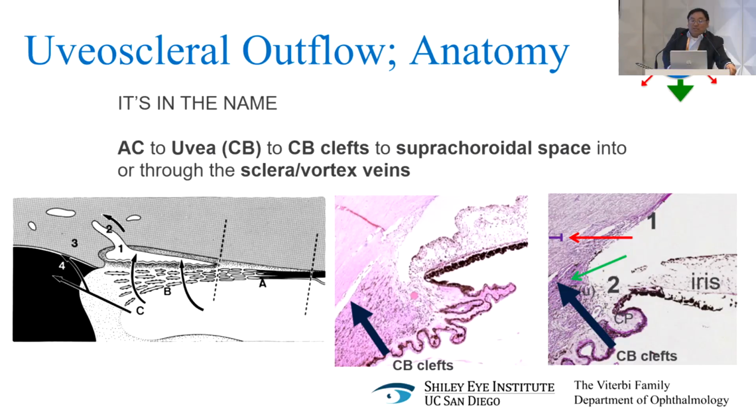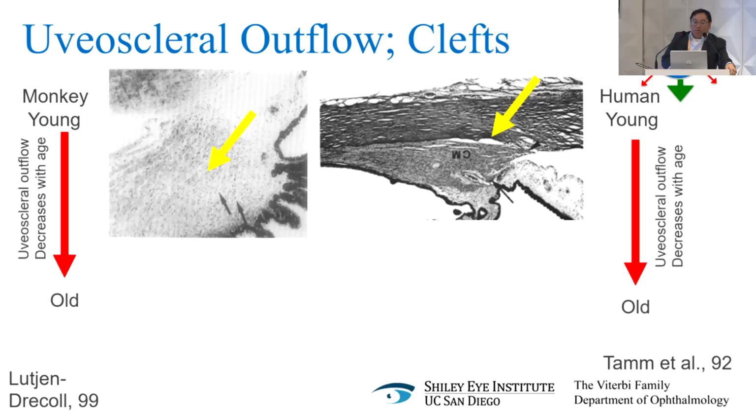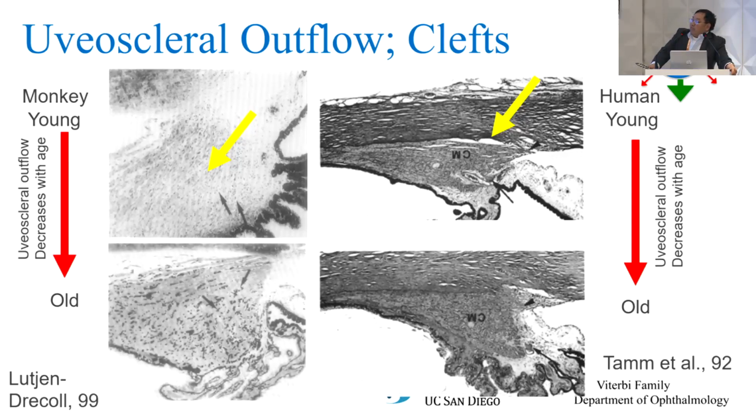Let's talk about this a little bit more. So these clefts were noted for a long time, typically on histology 25 years ago, right? Some people debated whether they were artifacts of the histology or real. The idea is that they could be real because, as we know, when people and animals get older, uveoscleral outflow goes down. And if the same sectioning is performed in an older animal or person, the clefts go away.